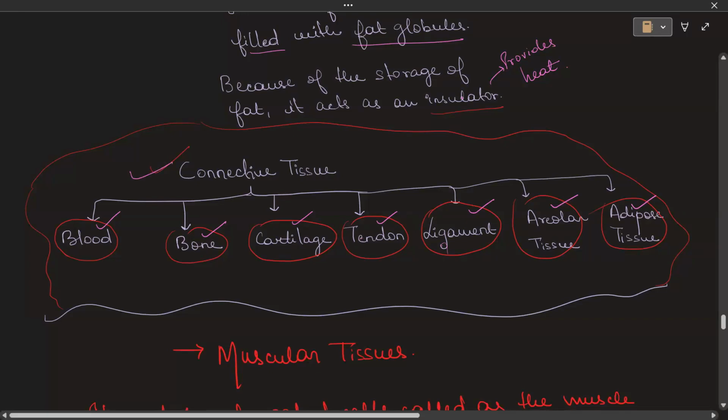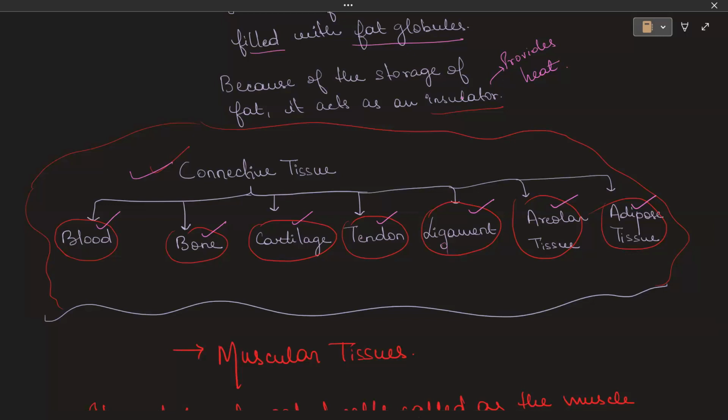So that you can remember what are the different types of connective tissues present in our body, and then you note about the rest of the things. So first you do this and then tell me you're done, then we'll move on.